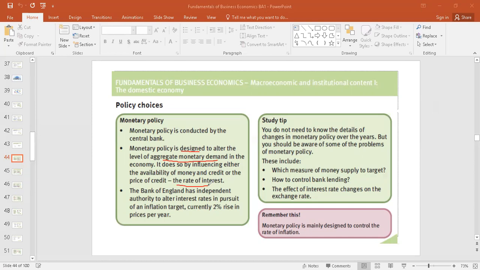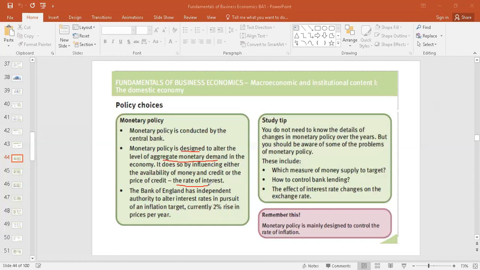Sometimes they also intentionally pump money into the economy by reducing interest rates or encouraging firms to take up productive activities. So there are various ways in which the government takes up measures to make money available, or to restrict the availability of money in the economy, by influencing either the availability of money and credit or the price of credit, the rate of interest.